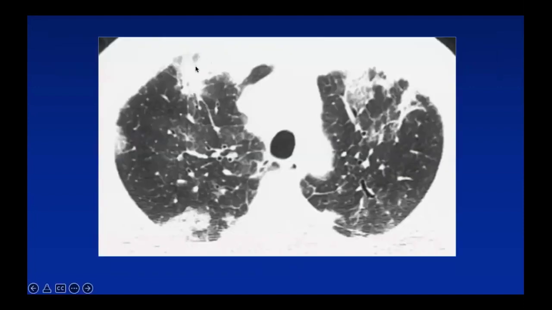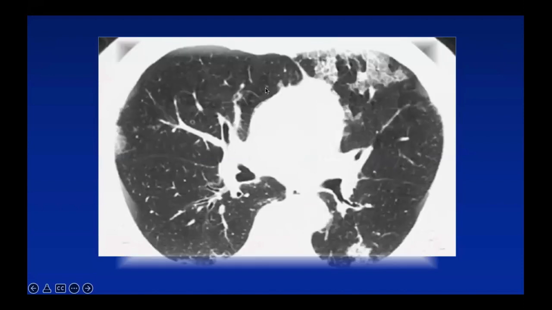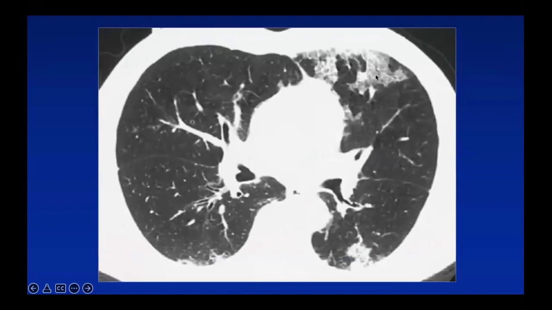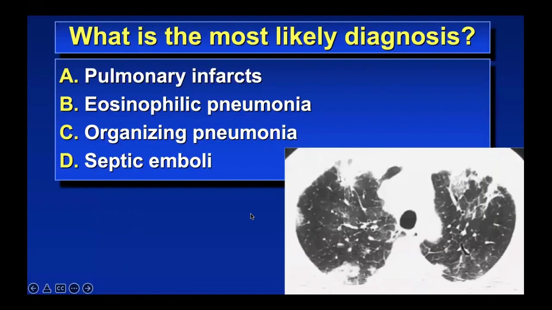Okay, so here we see peripheral areas of consolidation. Notice that they're patchy, bilateral. There's also some areas that are a little bit less dense. There's a little bit of ground glass opacity, but it's primarily consolidation, multiple peripheral areas. So which of these could it be? Which one do you think it might be? Okay, so there are multiple peripheral consolidations.